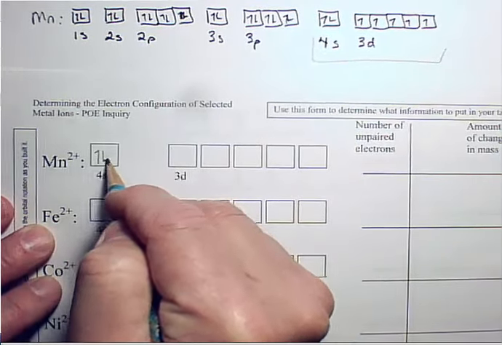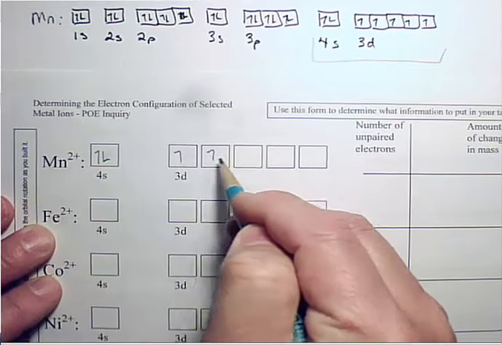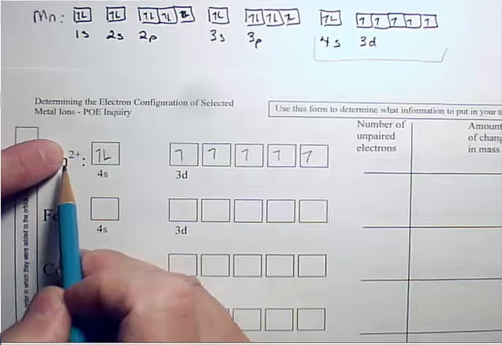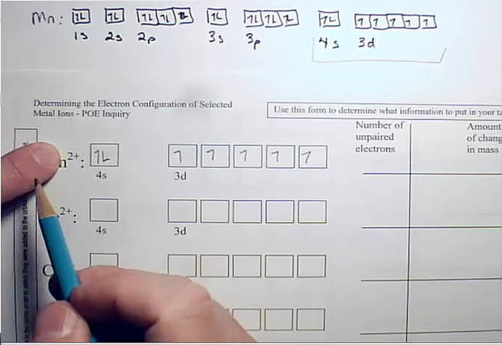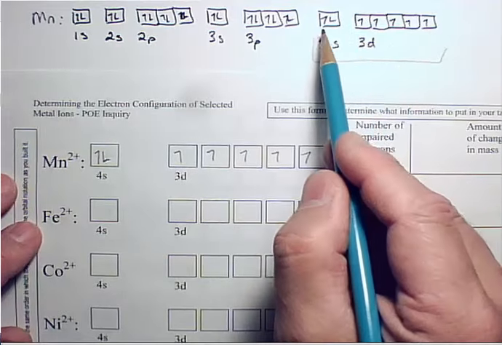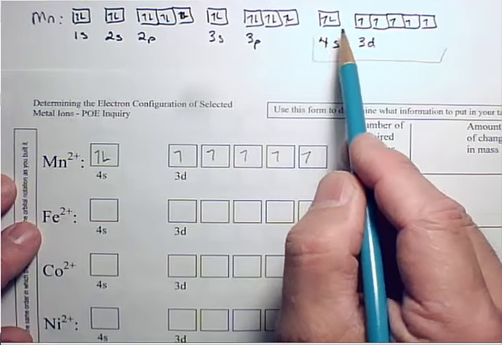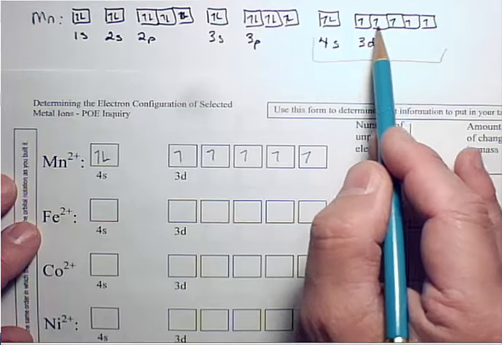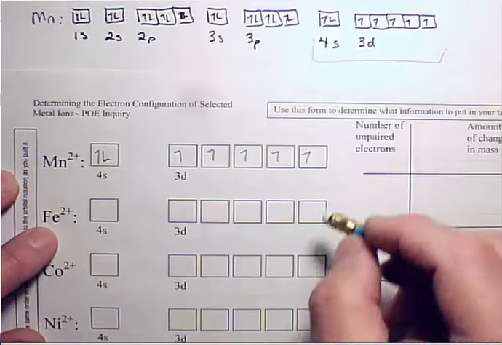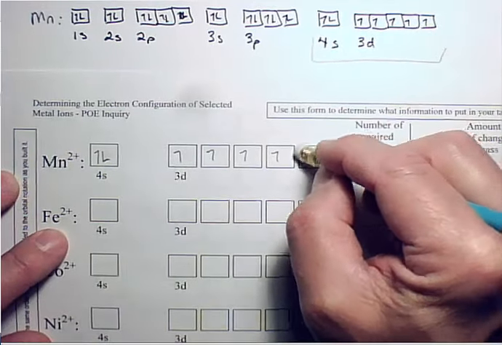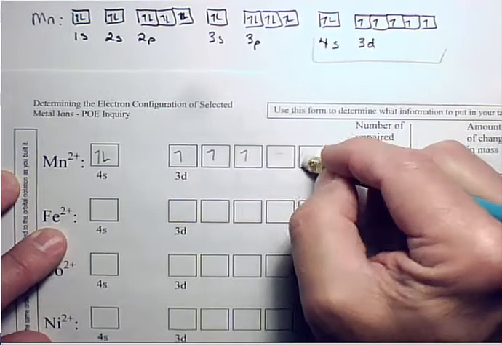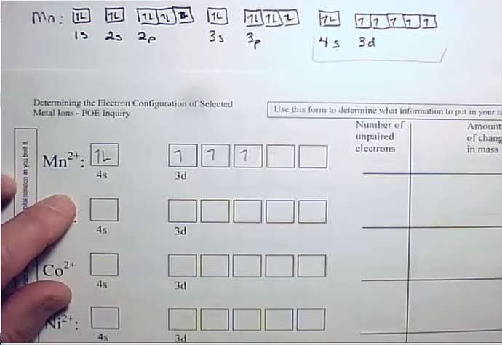Notice I'm doing this in pencil. There's a reason for that. If I have a 2+ charge, I need to erase some electrons. Now, when I built the orbital notation, I put the first 2 electrons in 4s, and then the next 5 electrons in 3d. So in this first possibility, I'm going to erase 2 electrons from 3d. Got it? And that's how I get that 2+ charge.